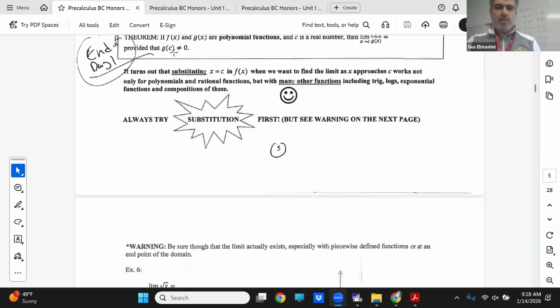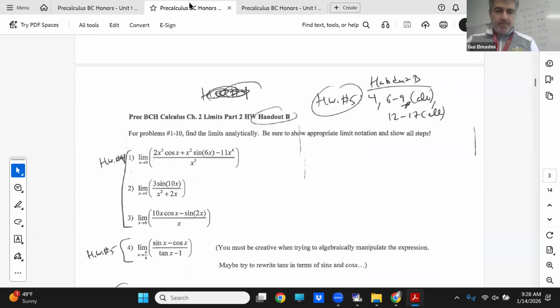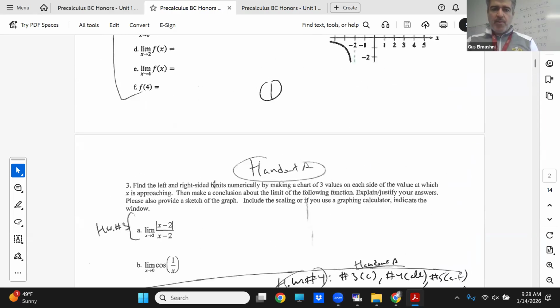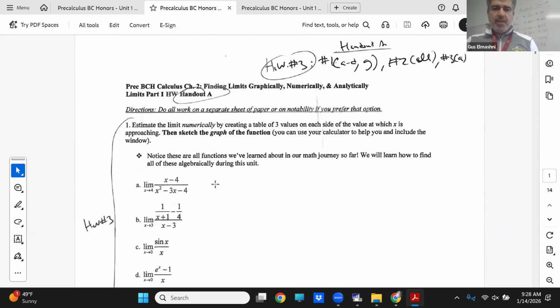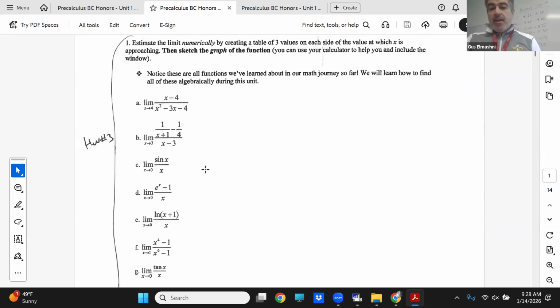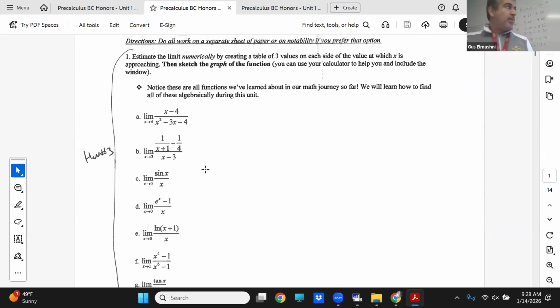Okay, well, let's talk about the homework. Hopefully it's easy to follow what to do. Try to be as detailed as I can be. So for number one, they're asking you to evaluate the limit and to approach it from a numerical perspective as well as a graphical perspective.